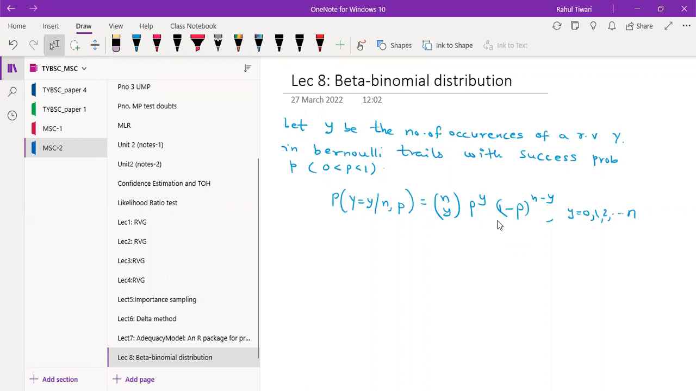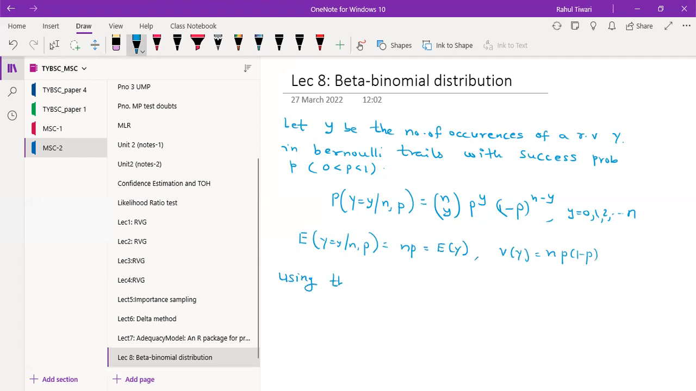So if you just get the mean and variance of this, the expected value of y given n comma p, which is nothing but your mean, is np. This is the usual way we can say the expected value of y, and the variance will be np(1 minus p).